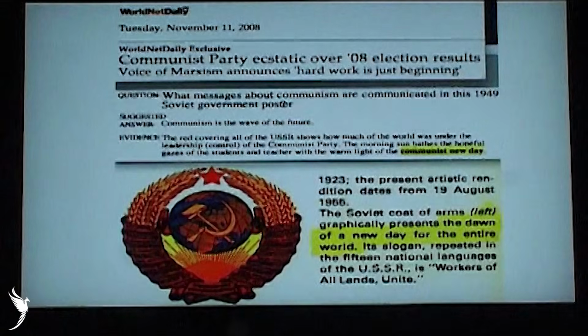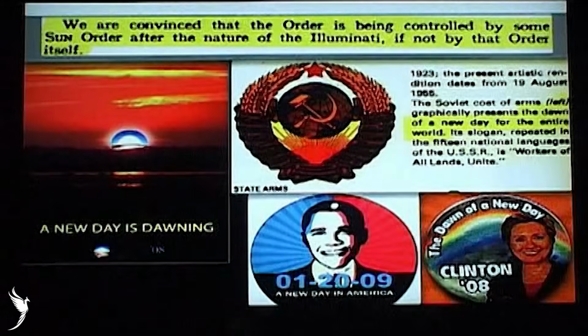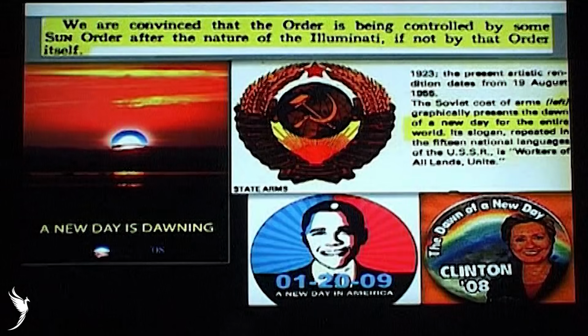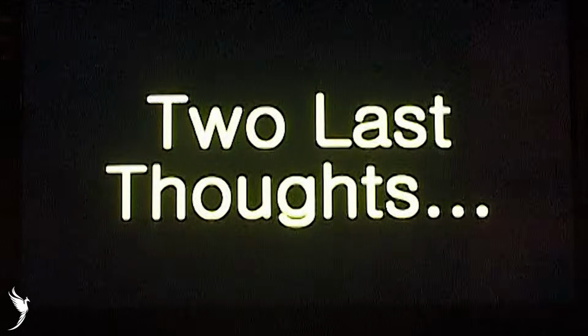We have the dawn of a new day, which is, of course, Mrs. Clinton and the new day that's dawning for the world. So it doesn't matter. America is finished. It's completely done in. So the 2 last thoughts.